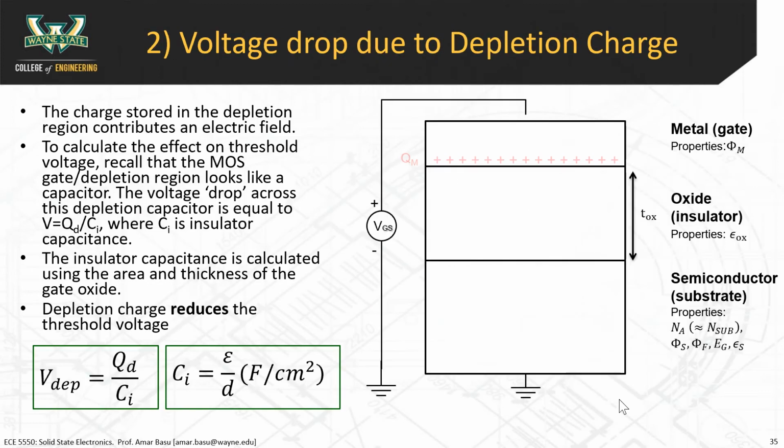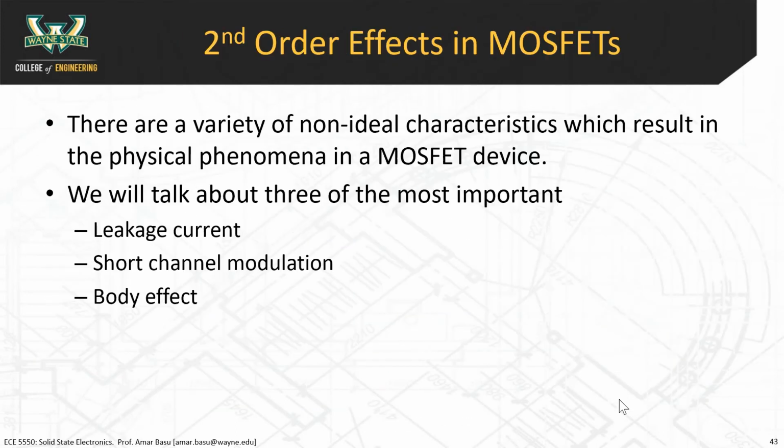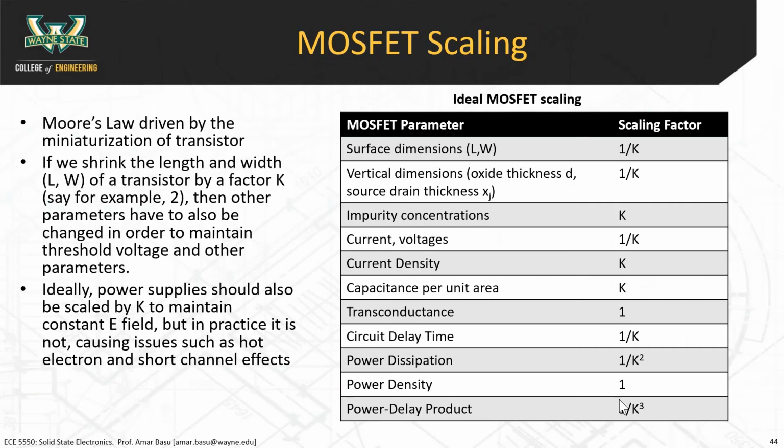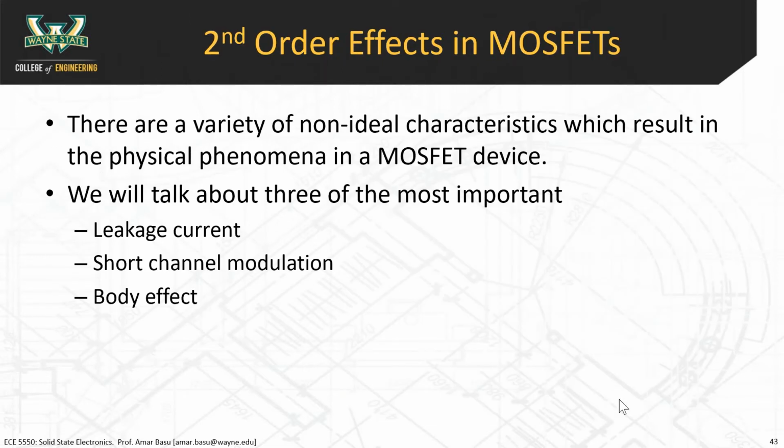Okay, so today's class, we are going to spend most of today's class talking about second order effects in MOSFETs, specifically short channel effects that have to do with scaling the MOSFETs. We're trying to always make the MOSFETs smaller, right? That's a key part of Moore's law. So we're going to talk a little bit about some of these short channel effects that occur in MOSFETs. We'll also talk about the body effect, which doesn't necessarily have to occur in a short channel device.